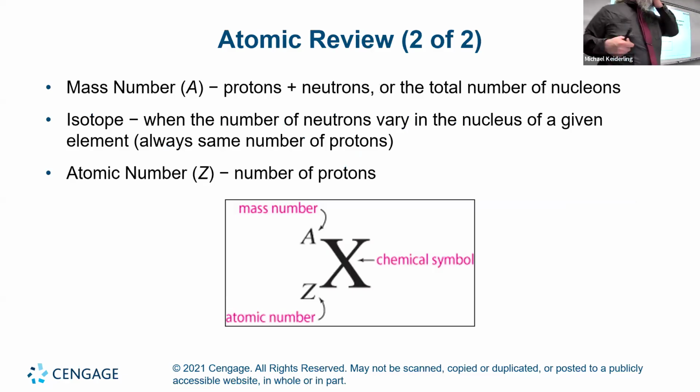So in an atom, there's a mass number, which is the number of protons and neutrons. That's the total number of nucleons. When you describe an isotope, which is when the number of neutrons varies, you generally describe it by the name of the element followed by the mass. So helium-3, helium-4. There's also helium-5, but nobody does anything with helium-5.